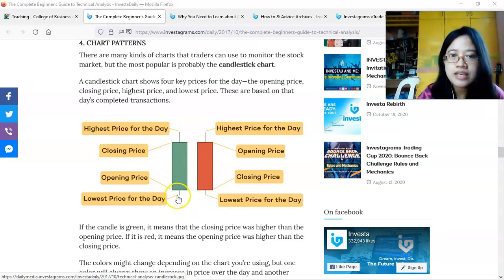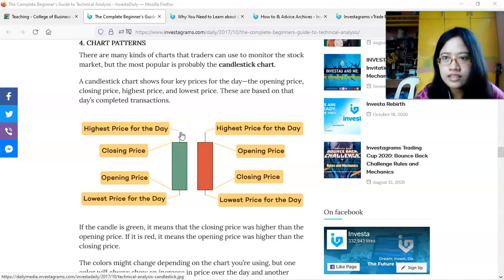Kapag green, ibig sabihin, yung opening price niya, nandito sa baba, yung closing price niya, mas mataas. Okay? So, kumbaga, during the day, nag-increase yung market price niya. Ito yung opening, ito yung closing. Tapos, may makikita kayong line dun sa may gitna nila. Ibig sabihin, ito yung highest price for the day. Okay? During the day, trading hours is 9 to 3:30 or something like that. I'm not sure kung ngayong pandemic, kasi last year parang hanggang 1:00 or 1:30 lang yung trading hours. Pero before the pandemic, hanggang 3:30 siya ng hapon.